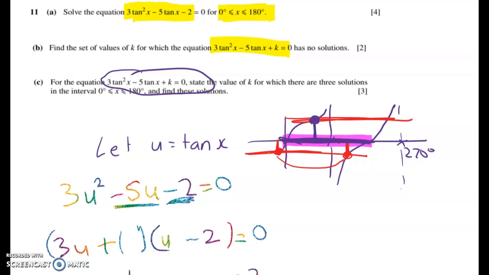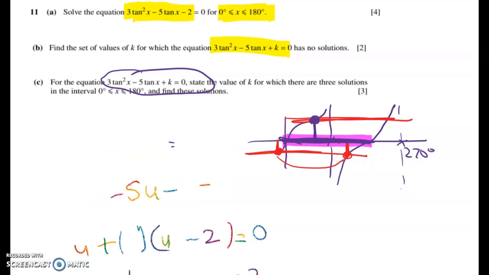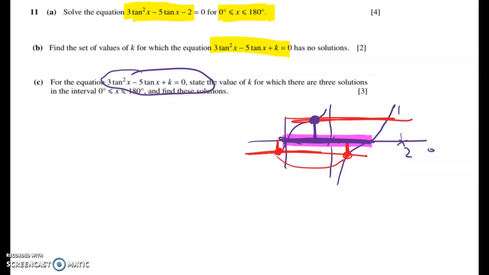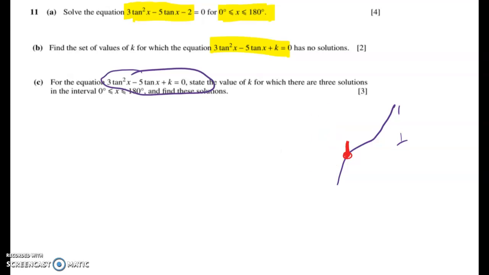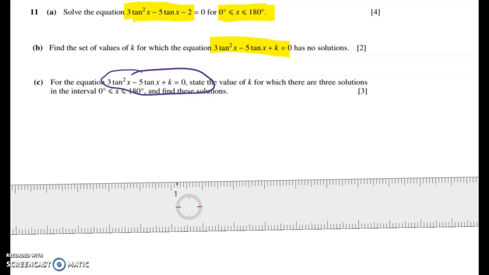Okay, so now onto this last part. Let's get rid of some of this. So for this equation, we have to figure out what value of k is going to give me 3 solutions. So I think it might be worth drawing a new tan graph and a slightly nicer one. So let's use a ruler. Crazy idea. Don't forget to take your rulers tomorrow, guys.